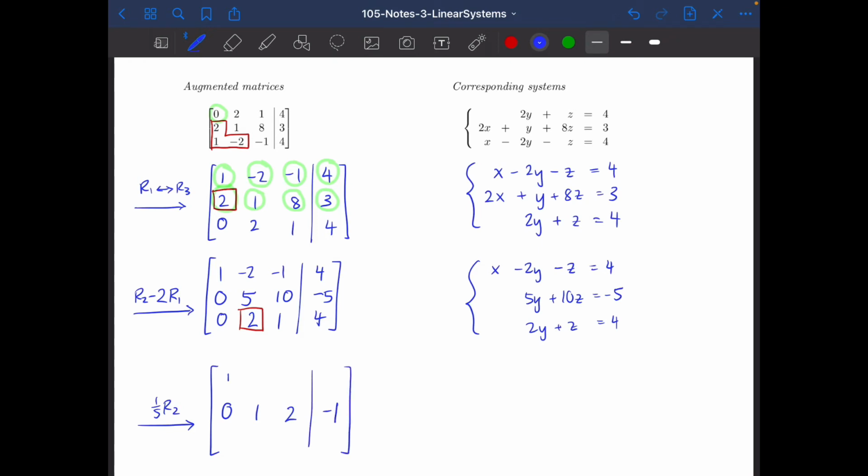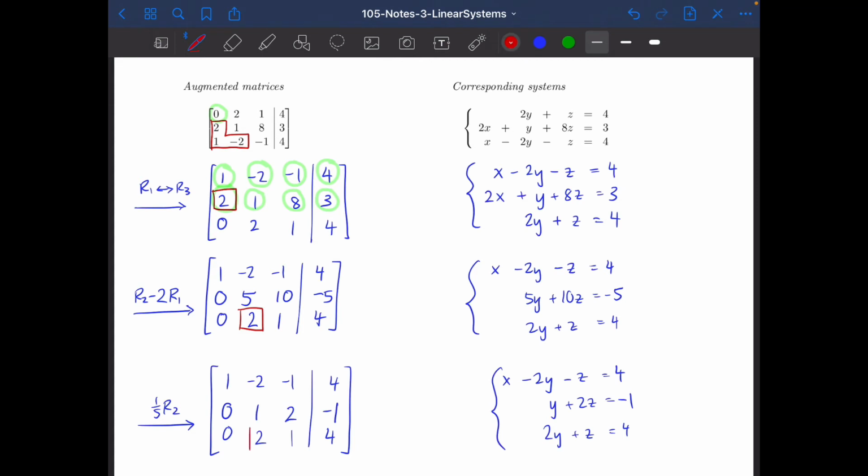My first row stays the same. 1, minus 2, minus 1, 4. 0, 2, 1, 4 is my third row, which also stays the same. The corresponding linear system is x minus 2y minus z equals 4, y plus 2z equals minus 1, and 2y plus z equals 4. Now on the system side, what happened was that I multiplied the entire second equation by 1 over 5, which doesn't change the solution set of the system.